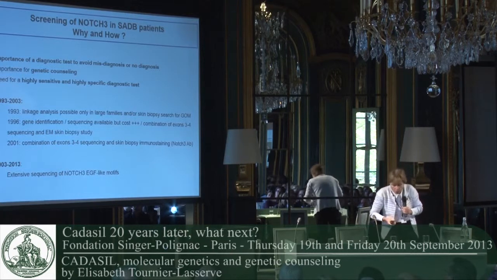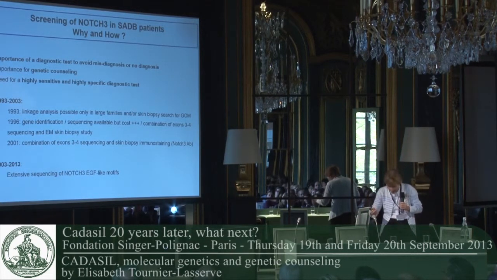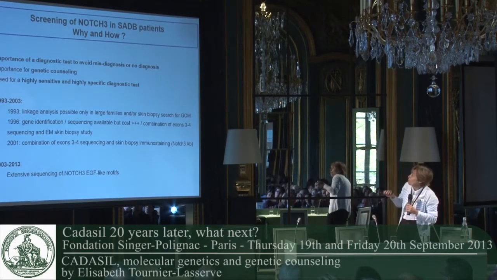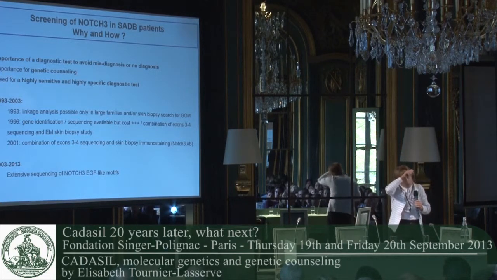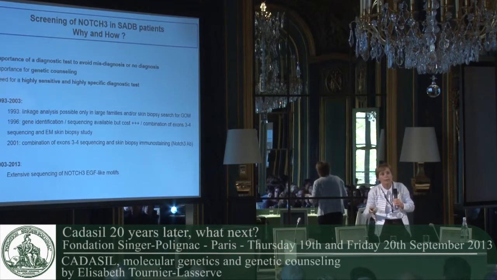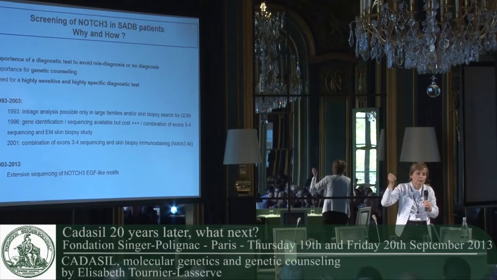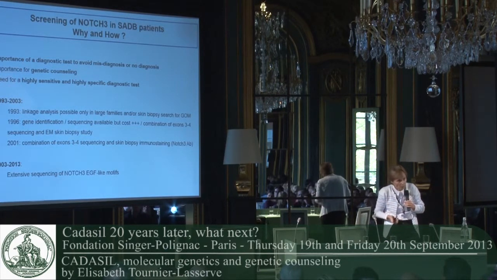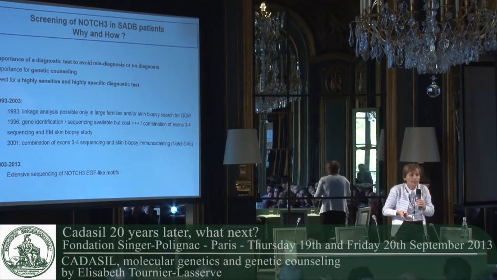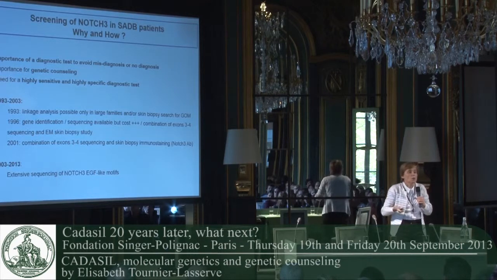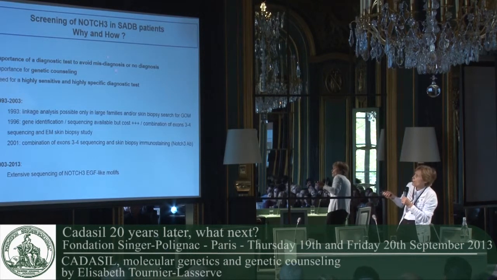Now, the title that Marjamin asked for was molecular genetics and genetic counseling, so we have to talk a little bit about the diagnosis of these patients. Why screen patients for the NOTCH3 mutation when a patient has a small vessel disease, and how to screen these patients? The importance of screening is to avoid misdiagnosis. Looking back at the former data, I realized that approximately 30% of initial CADASIL patients that we had in the 1990s were diagnosed as having multiple sclerosis or other psychiatric disorders, and patients with multiple sclerosis, for example, received immunosuppressive treatments, which obviously was not adapted to these patients. So it's important to avoid misdiagnosis or no diagnosis.